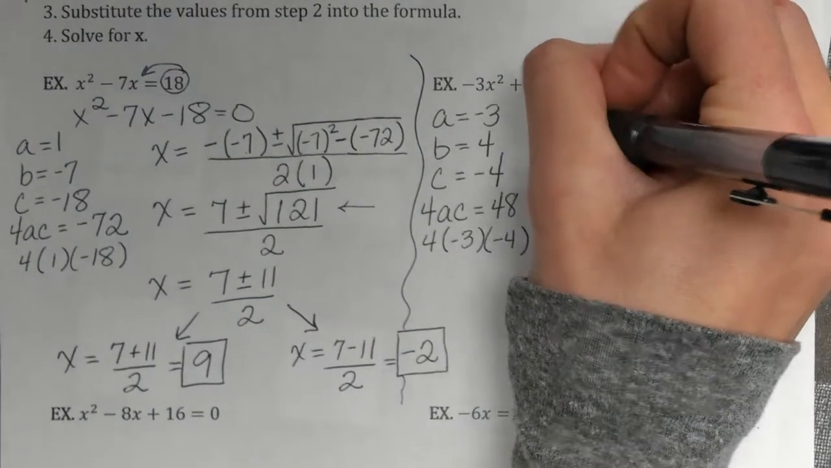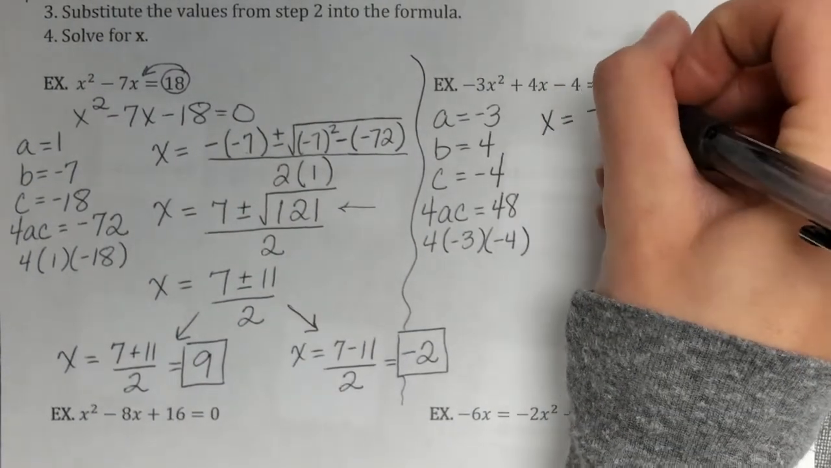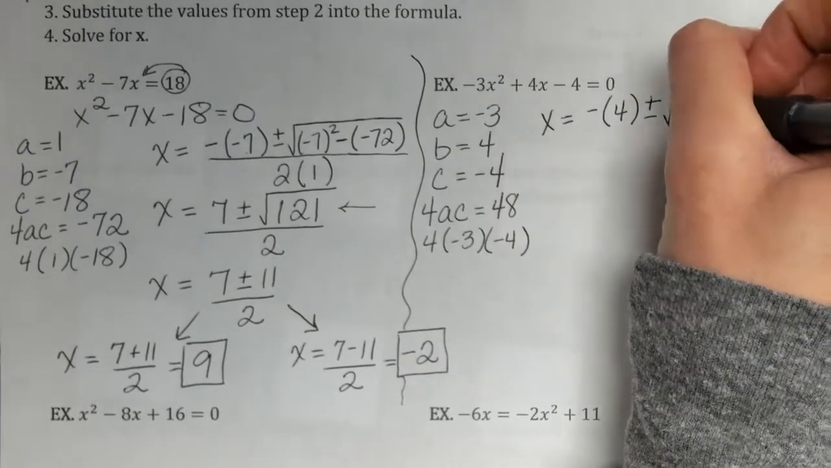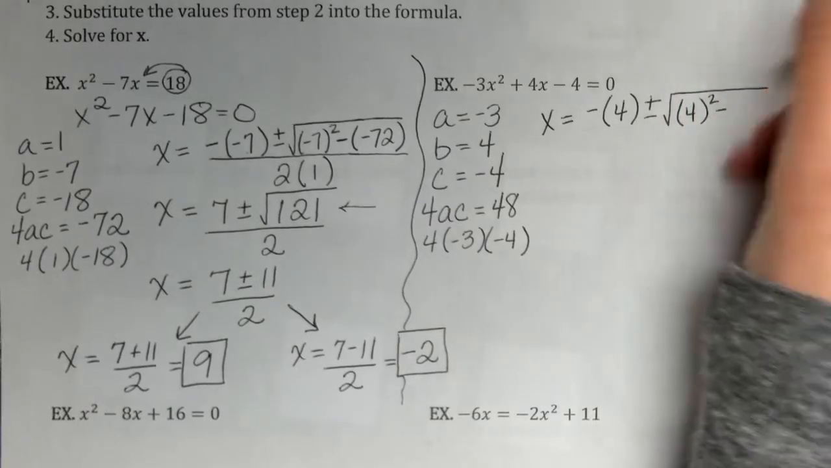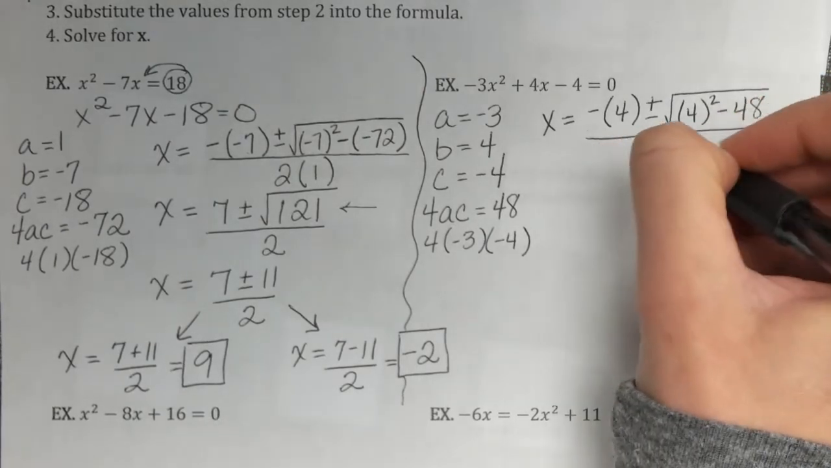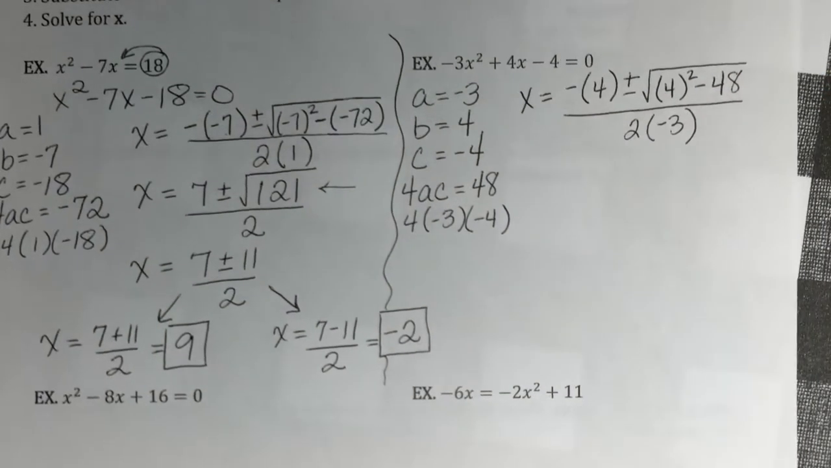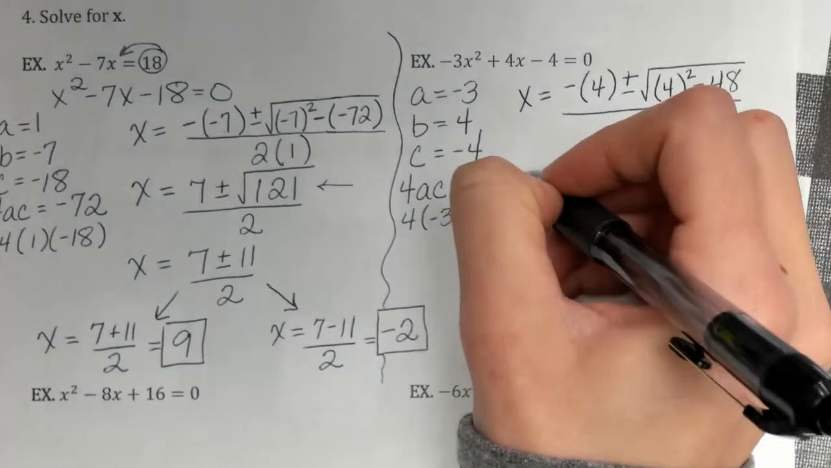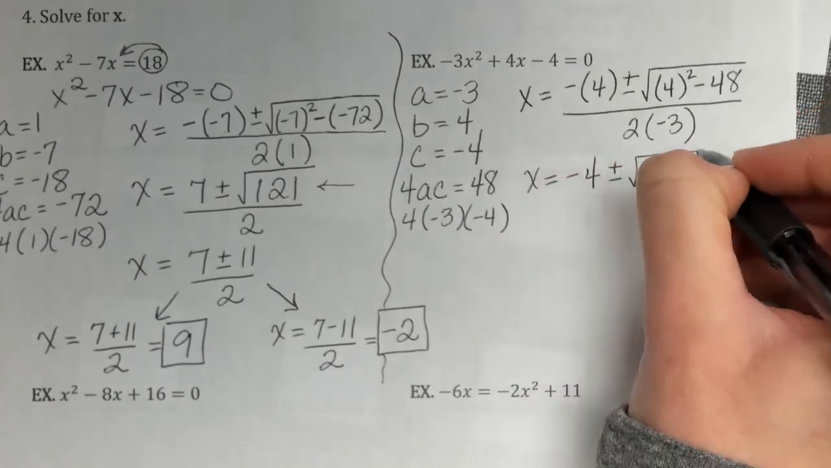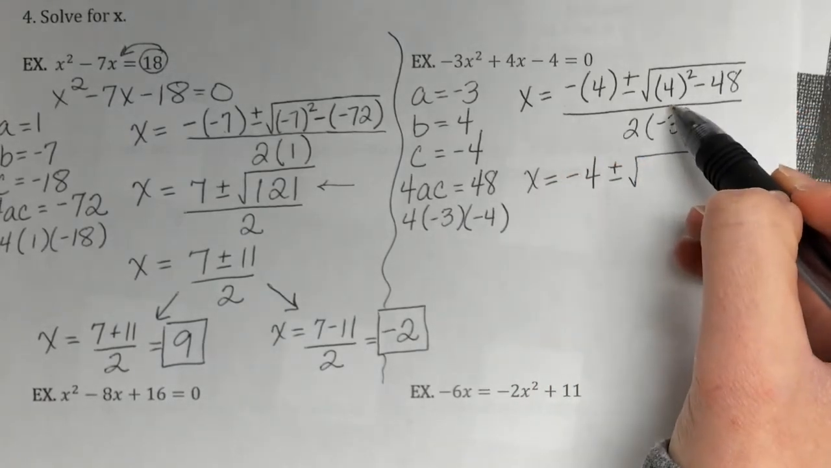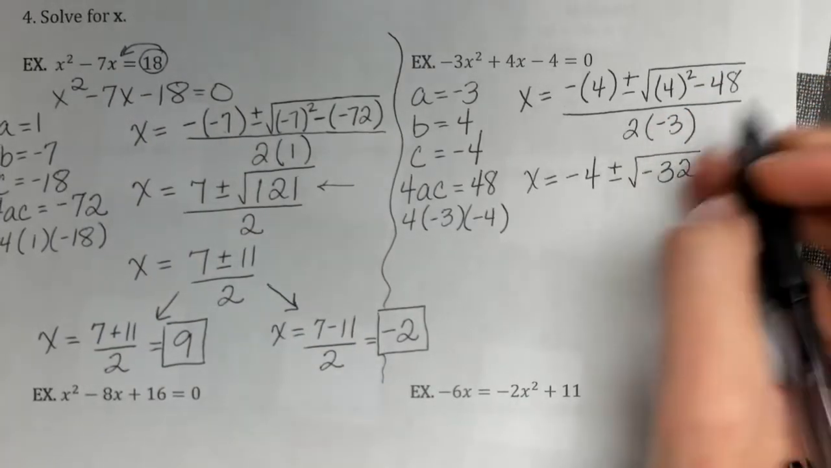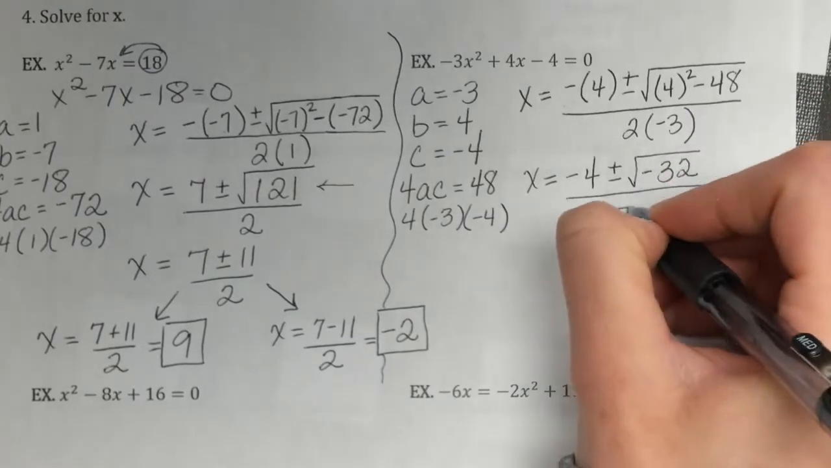Okay, so I plug it into my formula. X equals negative, plug in your 4 for B, plus or minus the square root of 4 squared minus, plug in 48, all over 2 times negative 3. So then I'm going to simplify. I've got negative 4 plus or minus the square root of 4 squared is 16. 16 minus 48 is going to give me a negative 32 divided by negative 6.